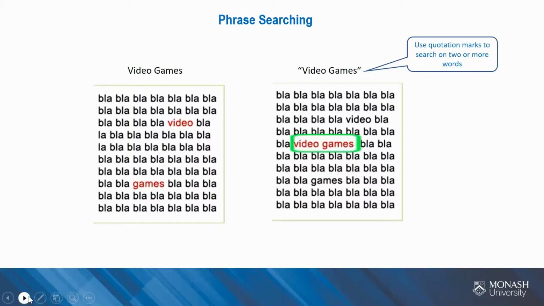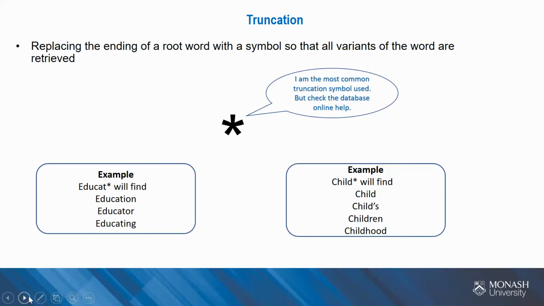Truncation is another useful tool for database searching. It's indicated by the use of an asterisk. In truncation, the ending of a root word is replaced with a symbol, so all variants of the word are retrieved. For example, entering child with an asterisk will find child, child's, children, childhood, etc.